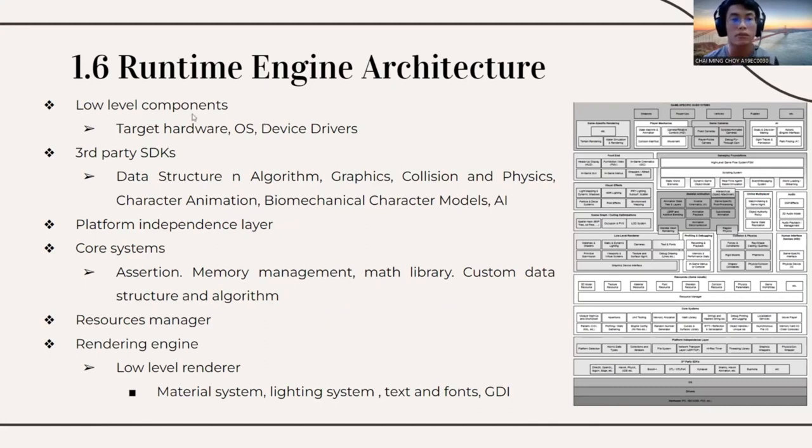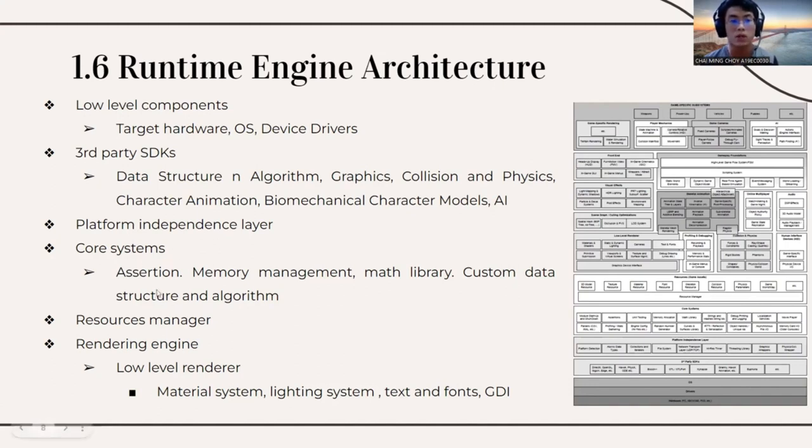First will be the low-level components, which consist of the target hardware, the operating system, and also the device driver. Next will be the third-party software development kit and also the middleware, which consists of data structures and algorithms, graphics, collision and physics, character animation, biomechanical character models, and also artificial intelligence. Next will be the platform independence layer, which allows the engine to be developed without concern for the underlying platforms, and also it provides the wrapper.